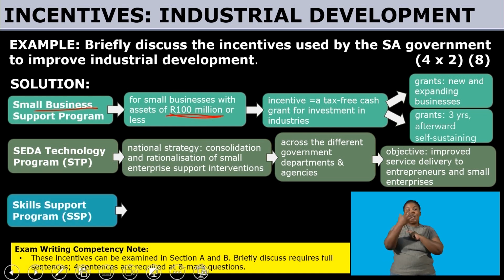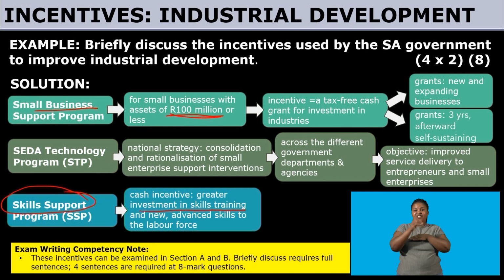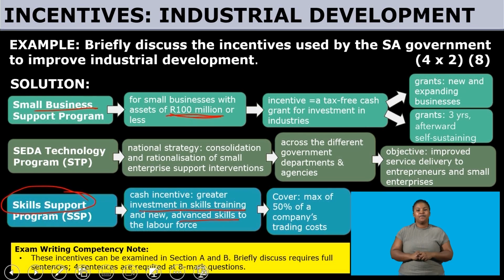We also have the skills support program. As the name suggests, skills support program. So that's how easily you could tell what the grant or the incentive is given for. The name will tell you. It's a cash incentive that is given for greater investment in skills training and new advanced skills to the labor force. So the idea is about skills development. And it covers a maximum of 50% of a company's training costs.